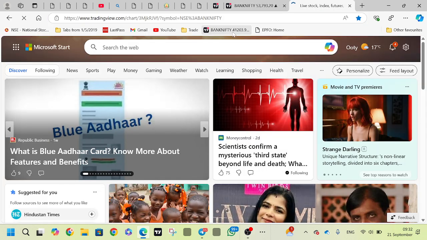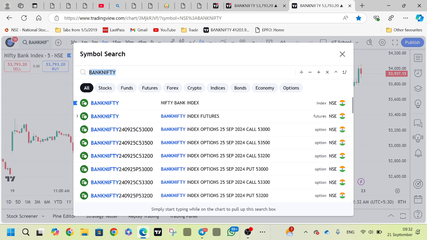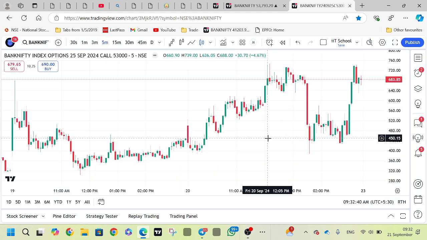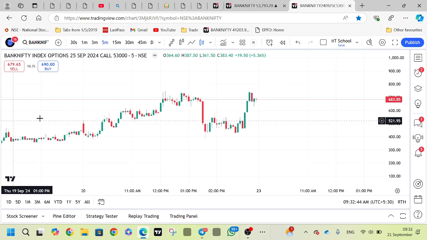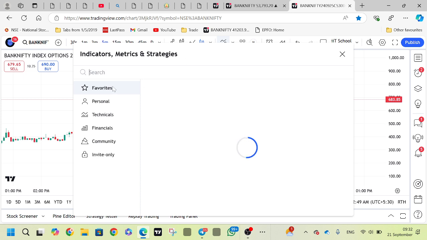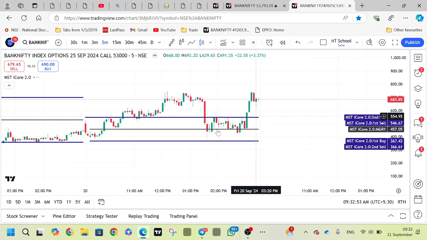So go to that another tab, take one more Bank Nifty options chart. There you go and type either the 52,900 or 53,000 call option. Clear? Now I have taken the 53,000 call option. Here if you see, no indicator is added. Similarly, go to the indicator option, go to favorites or invite only, add our indicator iCore 2.0. That's all.